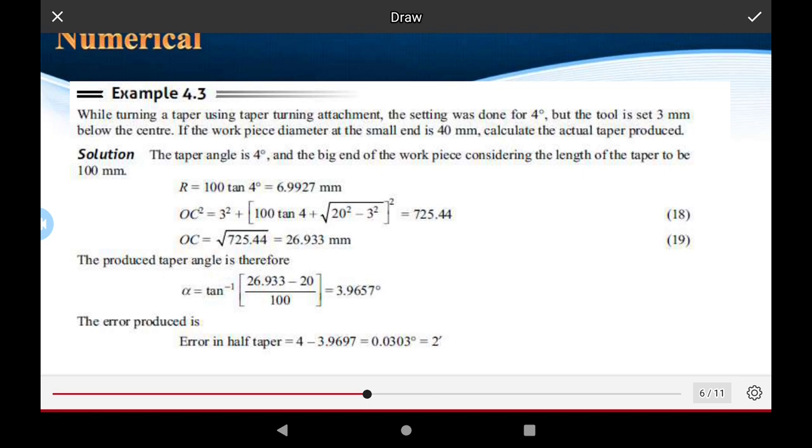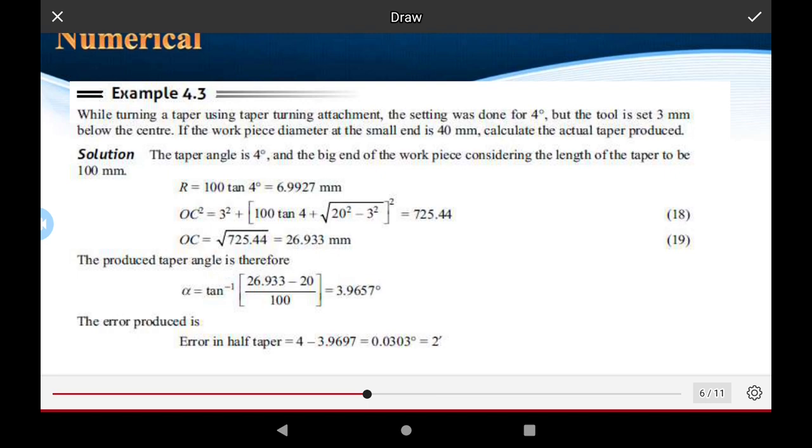The value is 725.44. And putting it into the formula again, OC equals under root 725.44, and solving this, the under root value is 26.933 mm. Okay, for the taper, tan alpha equals OC minus the small diameter, which is 20 mm.